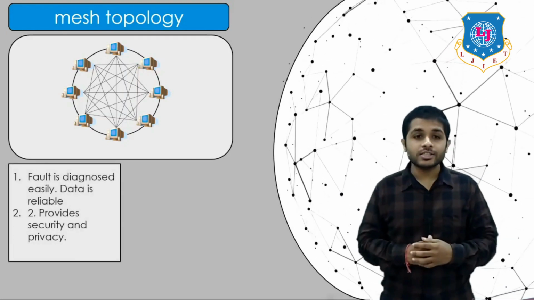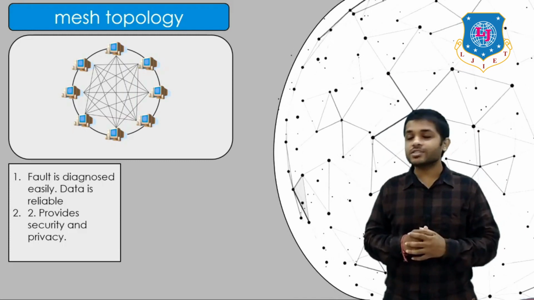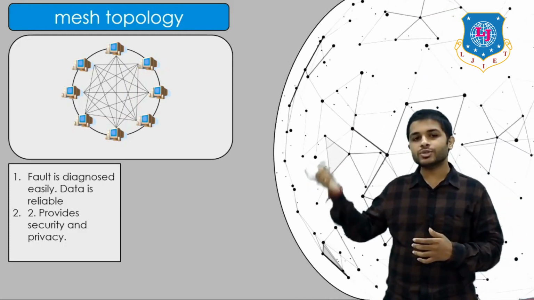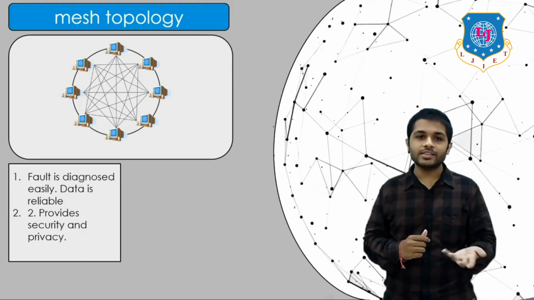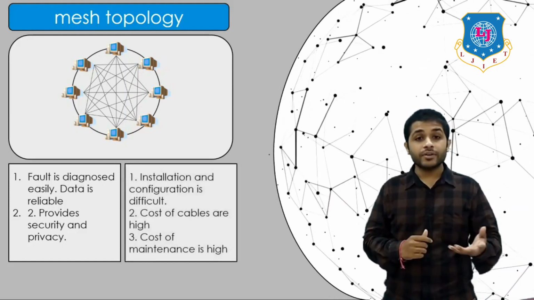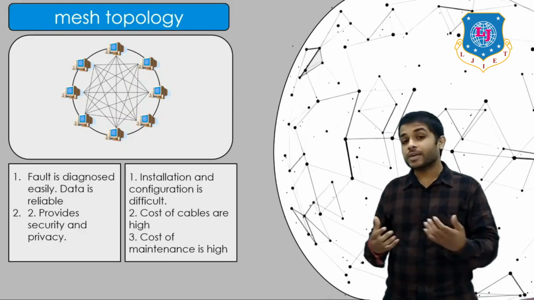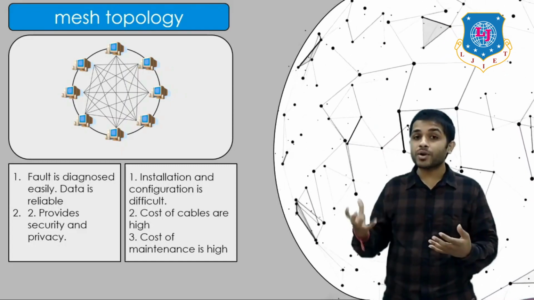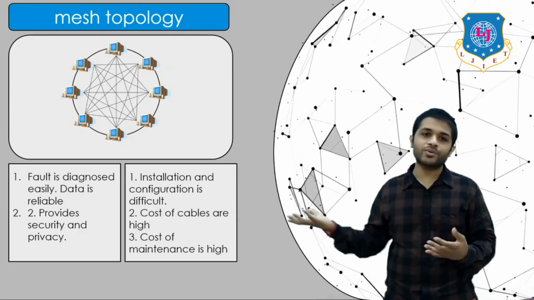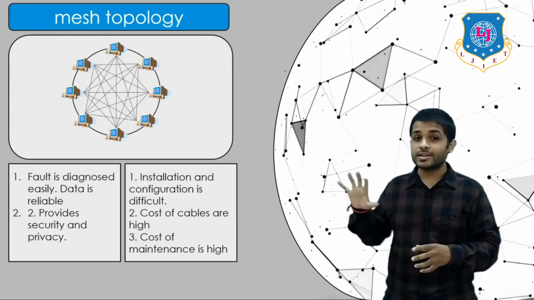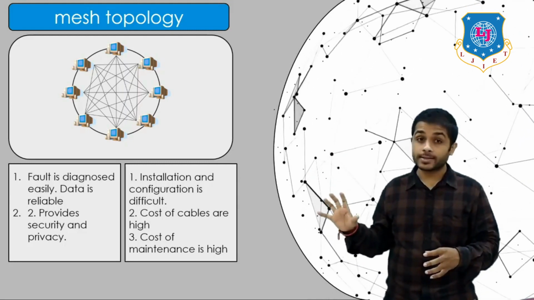The advantage is that the fault can be diagnosed easily because we know that there is a particular link between two devices, and there is security. The disadvantage is that the network is very complex and the cost of the cable will also increase because the number of cables will be increased, and maintenance is also high because the network is very much complex.